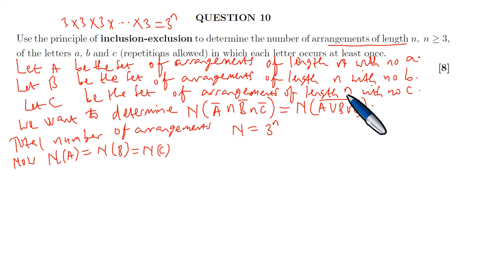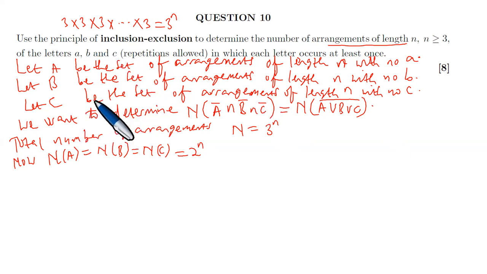Right, so if we say there's no A, then we're dealing with B and C. And the B and C can be organized in 2 to the power n ways. Okay, if there's no B, you are dealing with no B, then you're dealing with A and C.